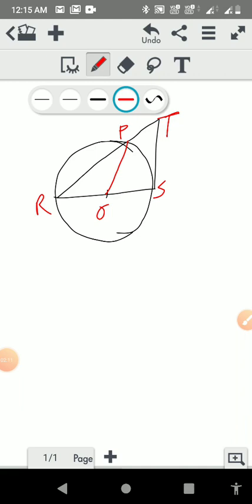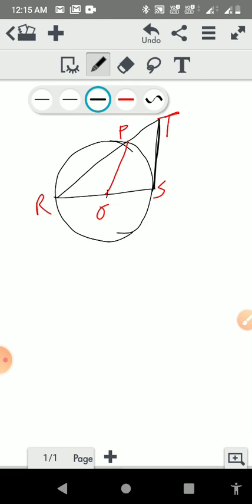It is given that the circle has diameter RS passing through center O, and point T is exterior to the circle. Point T is at the exterior. I will join this point T with R. Actually it should be like this, it is cut at this point. So I will join T and S, and then I will join R and T. So I will get this type of construction.